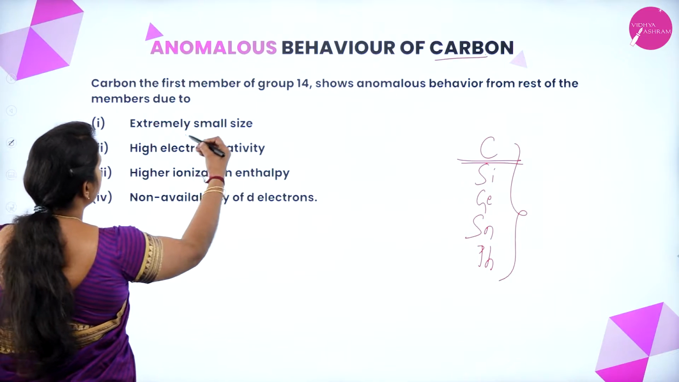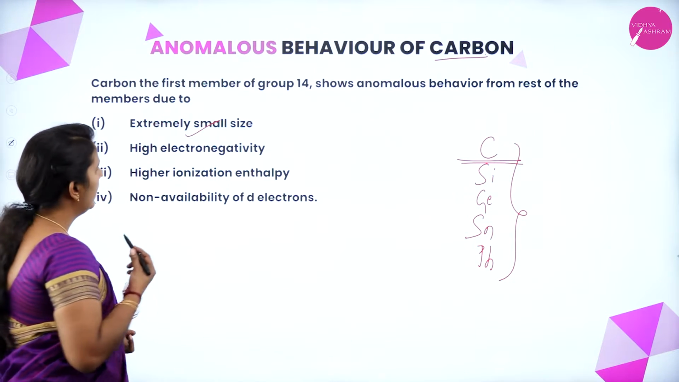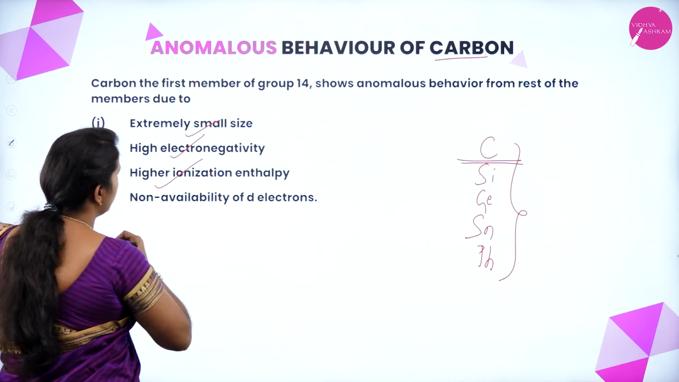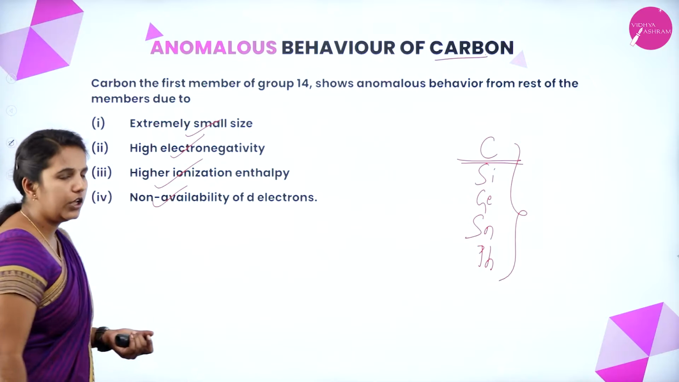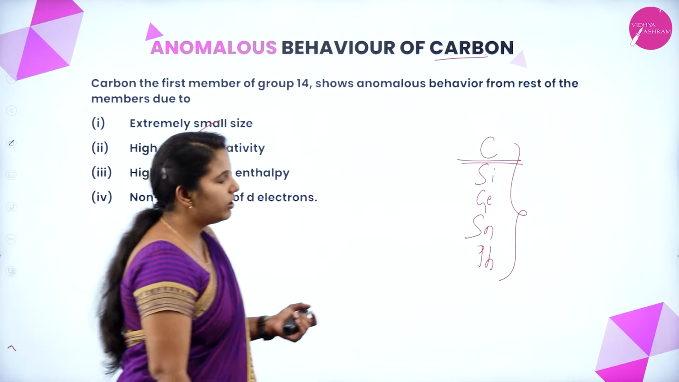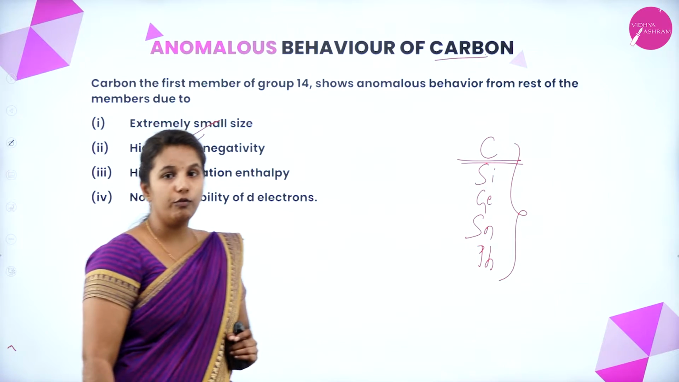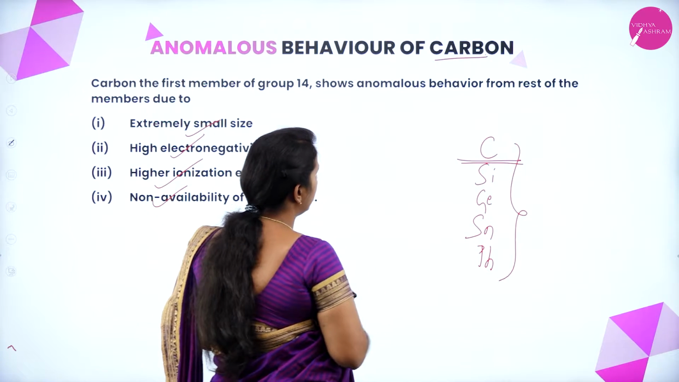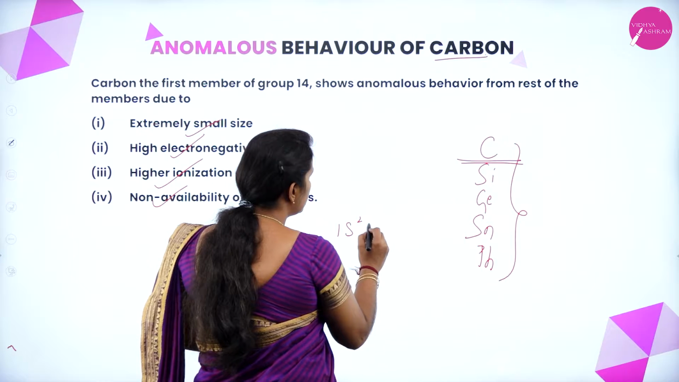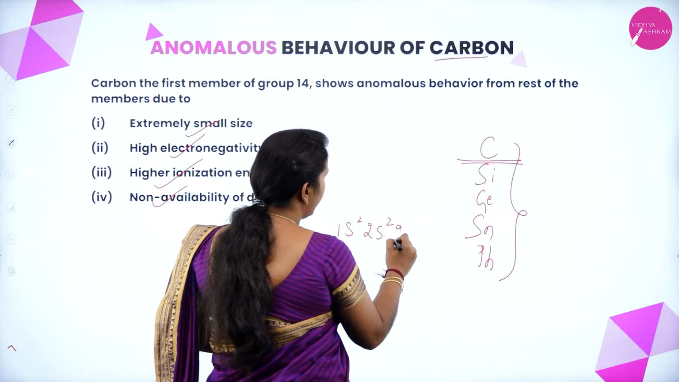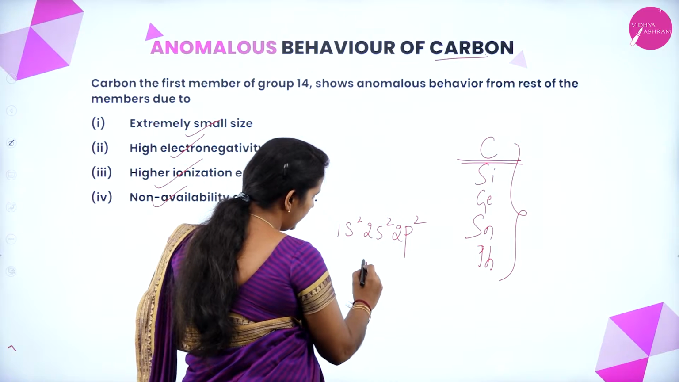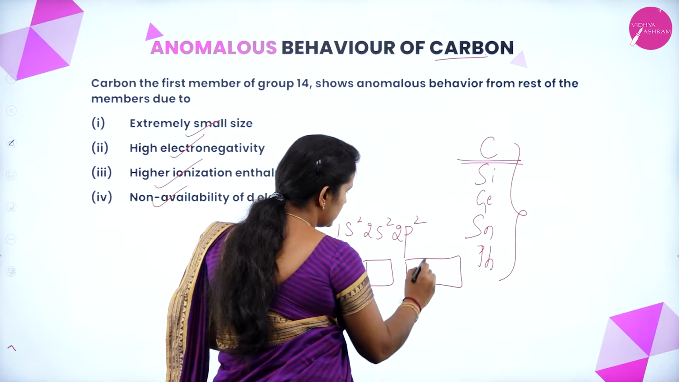Because of its extremely small size, high electronegativity, high ionization enthalpy and non-availability of d orbitals. Ma'am, how do you see the non-availability of d orbitals? If you write the electronic configuration of carbon, it is 1s2, 2s2 and 2p2. Even in the excited state, if you write, this is in the ground state, okay?